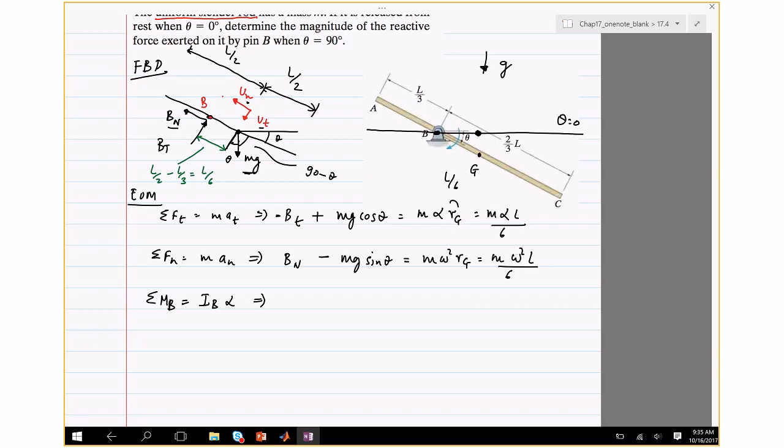So that's moment Mg cosine theta, which is acting in this fashion, is going to have a moment arm of, what's the moment arm? It's basically L divided by 6. Okay, and it's acting in the clockwise direction, right? If you hold B fixed and you apply the force mg, it's going to make the rod turn in the clockwise direction, so that's going to be negative. The other contribution is due to mg sine theta. Mg sine theta is acting this way.